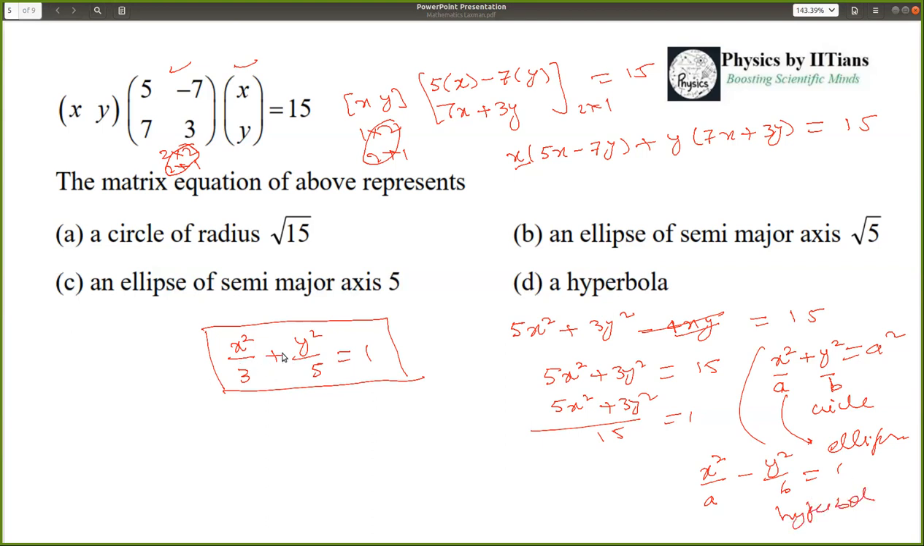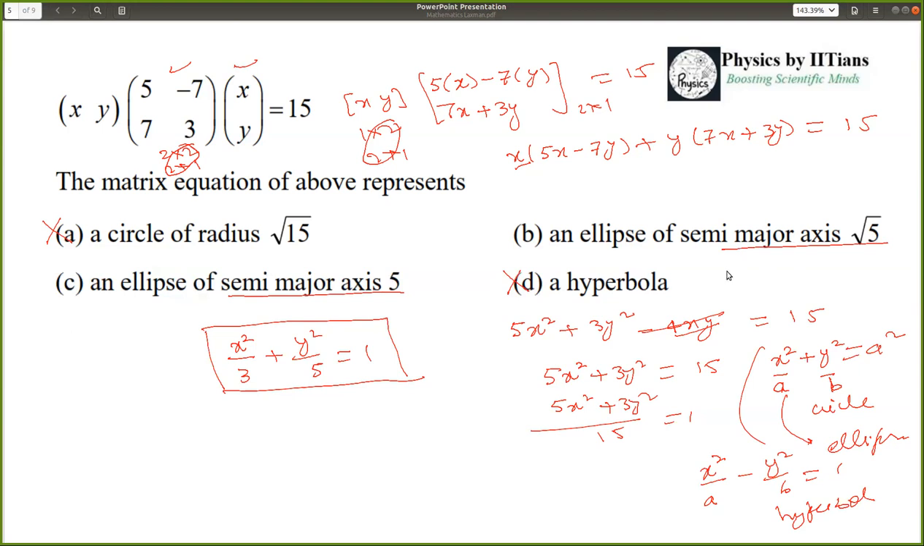But in this case we are having a plus sign and also the denominators are different, so it is the equation of an ellipse. So option A is eliminated, it is not a circle, and option D is eliminated, it is also not a hyperbola. Now it is an ellipse, but we have to find the semi-major axis of this ellipse.